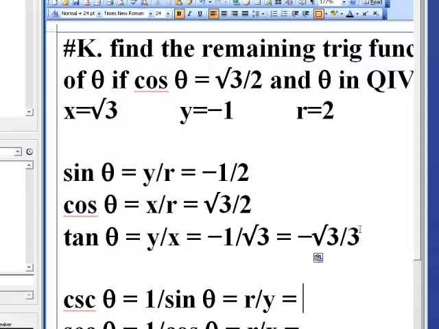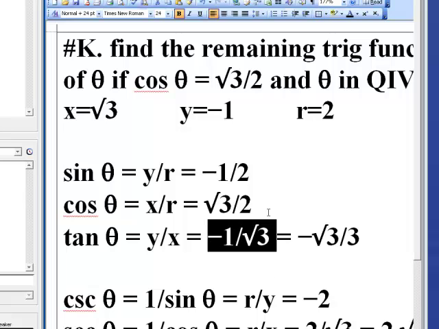And then the reciprocal functions are just the reciprocals of those numbers. So it's going to be minus 2 for the cosecant. It's going to be 2 over the square root of 3 for the secant, but again, that would be written without the square root in the denominator, so build up the numerator and denominator with the square root of 3, so it's 2 times the square root of 3 over 3. And the cotangent is going to be the negative square root of 3, the reciprocal of tangent.